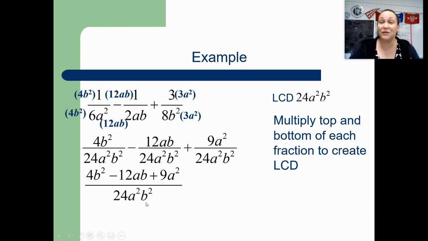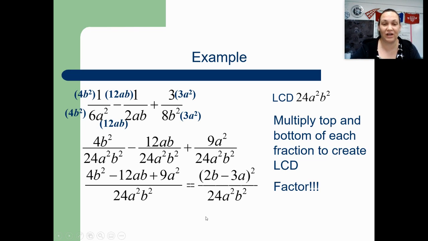All right, at this point in time, I have a single fraction. So this is actually going back to what we were doing in Monday's video. I have a single fraction. It has adding and subtracting in it, so I have to factor. The top can be factored using Xbox, and after I'm done factoring, I get this.